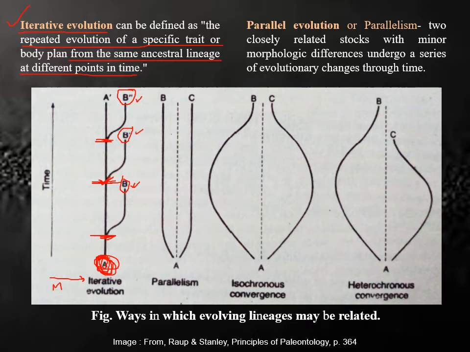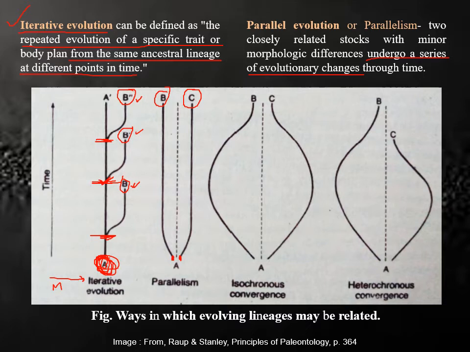Another kind of evolutionary convergence is parallel evolution, where two closely related ancestral stocks have minor morphological differences. You can see at this point, these two species or ancestral stocks, or you may say genera or families, whatever the taxonomic rank may be, have very minor morphological differences, and with time they undergo a series of evolutionary changes and almost look similar. So B and C with time undergo similar morphological changes and thereby look almost similar, not exactly similar, but almost. So this is known as parallel evolution. Why do we call it parallel? Because they undergo a series of the same evolutionary changes.